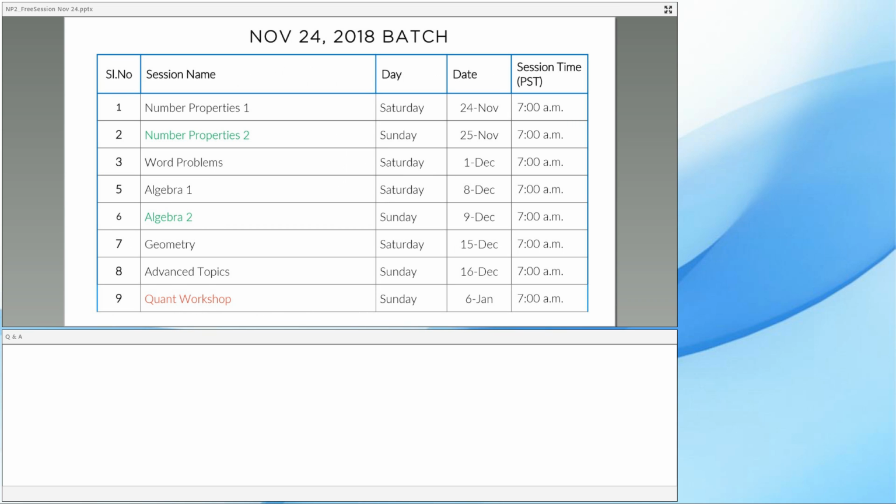We did start our batch yesterday. Here's our batch calendar. You can really see we started with number properties 1 yesterday. This is number properties 2, which is the free webinar. And then next week we go on to word problems, then algebra. We have 2 webinars on algebra, one on geometry, and then one on PMC probability, etc. And then we end with a quant workshop. You can download our batch calendars over here.